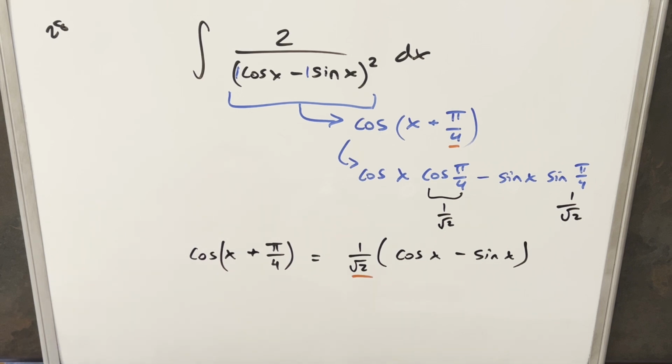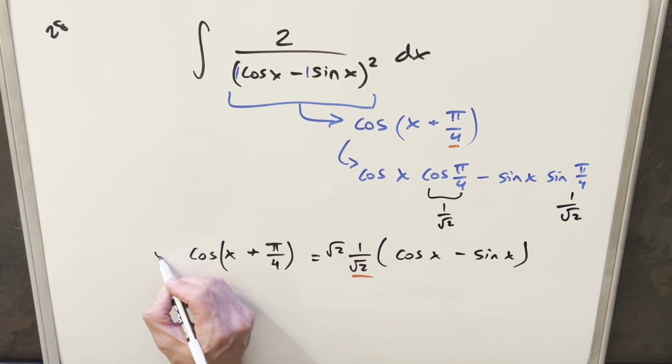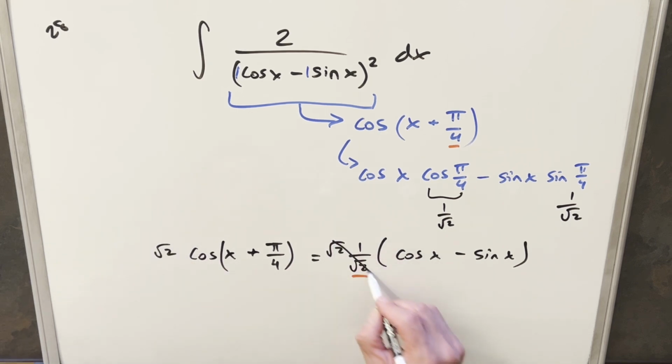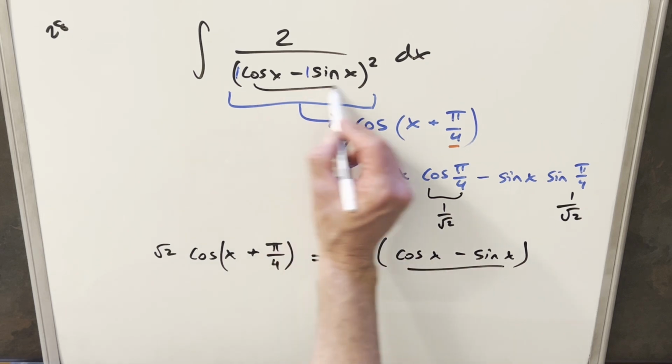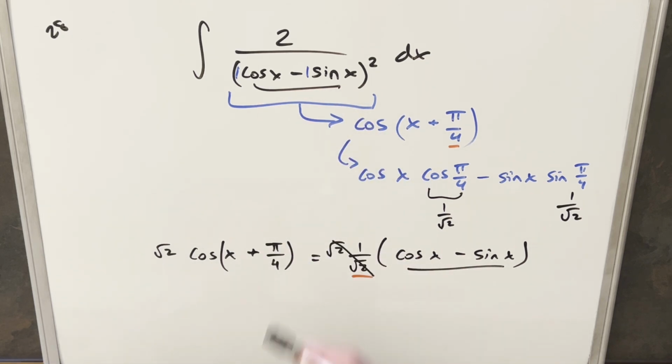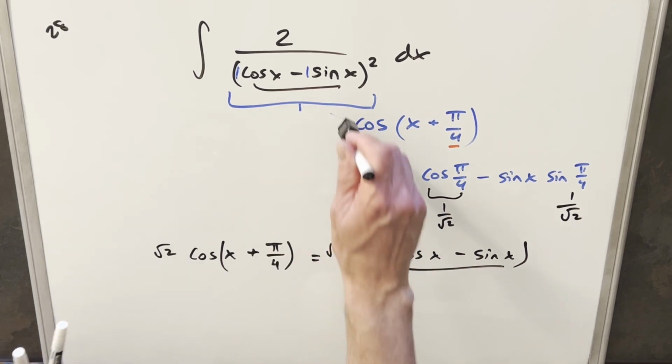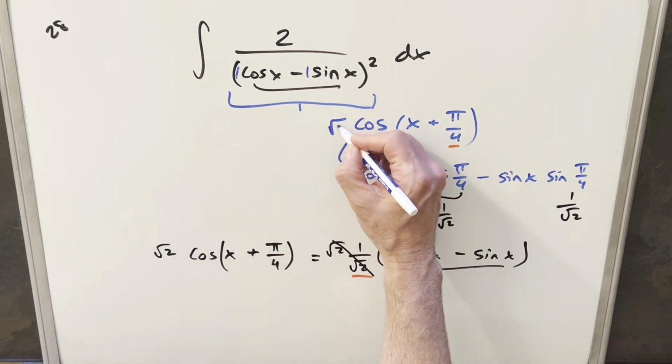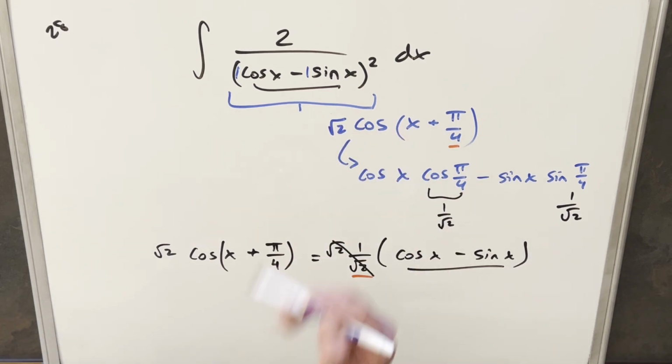Well, that's going to be easy to fix. I can just multiply by square root of 2 on both sides. Now this cancels, so we have exactly what we have here, cosine x minus sine x. And so the expression we want over here is just going to be a square root of 2 in front of our cosine of x plus pi over 4.